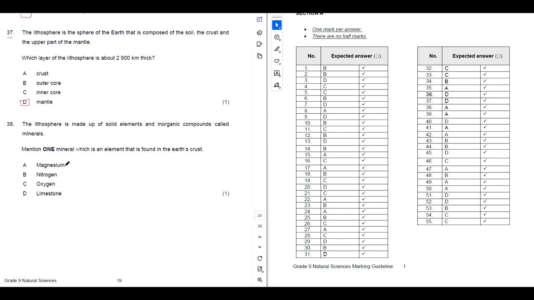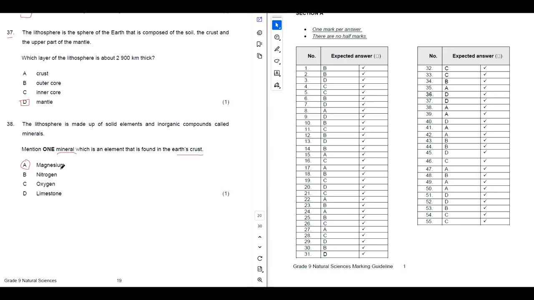And then next we will move to question 38, which says that the lithosphere is made up of solid elements and inorganic compounds called minerals, right? So here we are told to mention one mineral, which is an element that is found in the Earth's crust. Okay? And we know that that would be our magnesium. So magnesium is an element found in the Earth's crust. So our answer will be A.